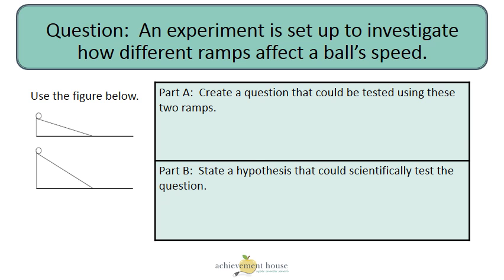Let's take a closer look at a PSSA question and 3 ways it was answered and scored. The question is, an experiment is set up to investigate how different ramps affect a ball's speed. Use the figures below. Part A, create a question that could be tested using these two ramps. Part B, state a hypothesis that could scientifically test the question. Over our next few slides, I'm going to show you examples of answers to this question that were scored a 0, a 1, or a 2.